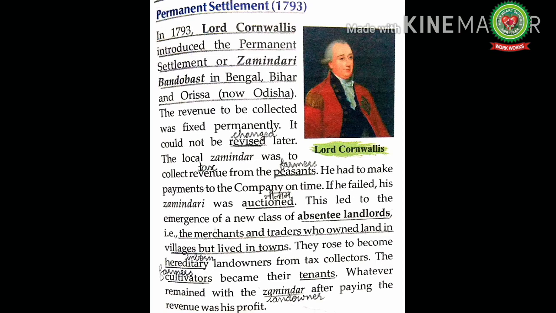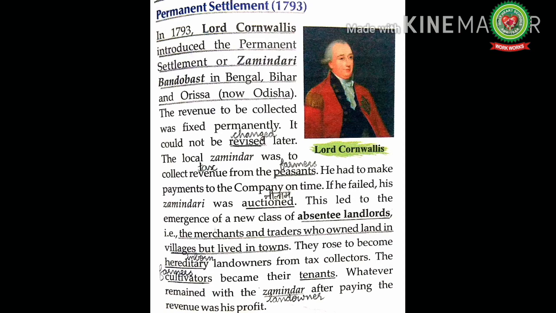The local zamindar was to collect revenue from the peasants. He had to make payments to the company on time. If he failed, his zamindari was auctioned. It was the duty of the local landowner to collect the taxes from the farmers, and the landowners had to pay a fixed amount of land revenue every year to the company, even if there were adverse conditions such as flood or drought.